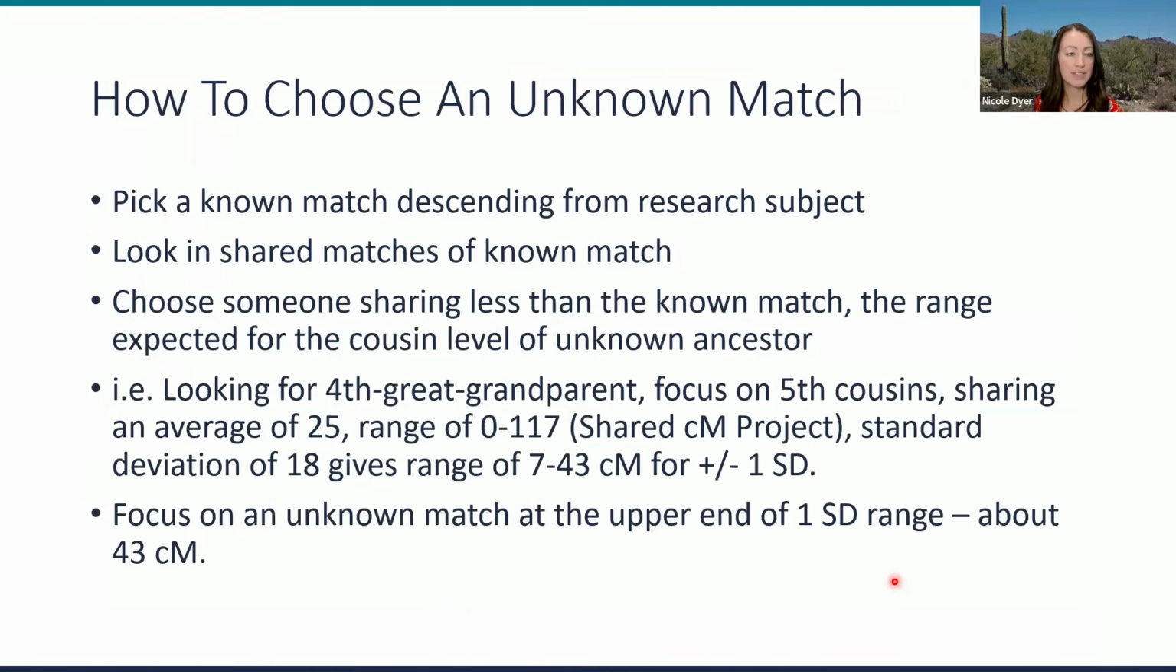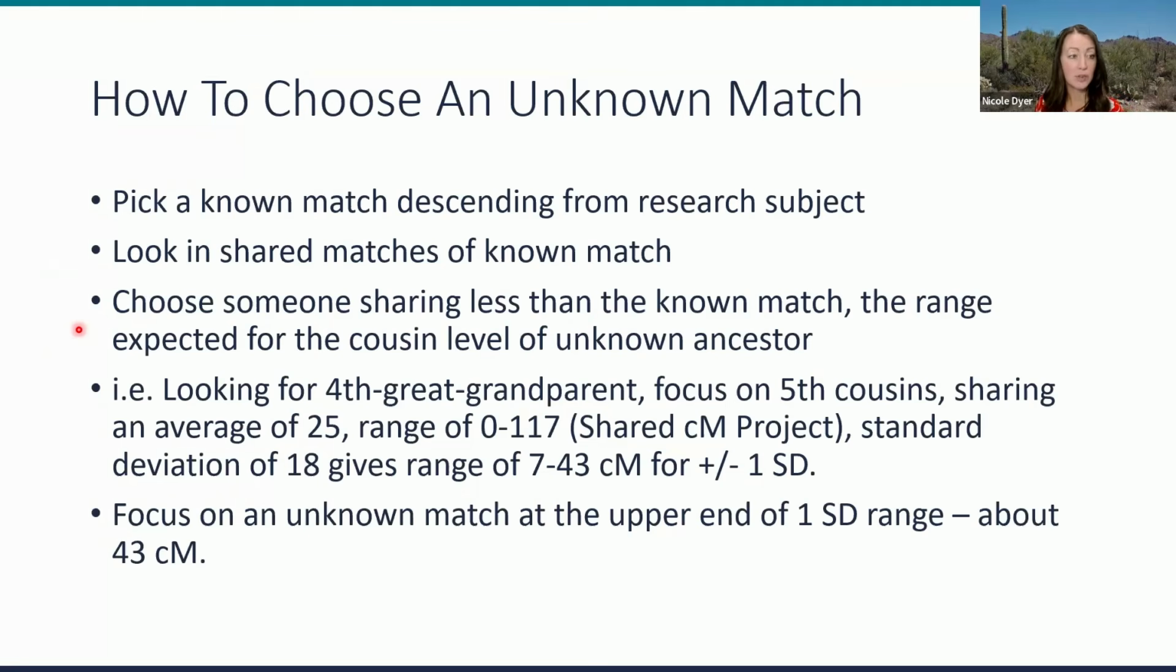Here are some steps for how to choose an unknown match. We always need to start with a known match, and that helps us get on the right line of the family. But since we don't want to use a known match for the custom clusters, we need to look in their shared matches to find somebody who's more distant, a little further back, sharing less DNA. Hopefully the fact that they share less DNA means that they're descending from a more distant ancestor. Because they're an unknown match, you might get lucky, you might not. But I think it's good to choose somebody who has a big tree, but you still can't find a common ancestral couple in the tree that you can see.